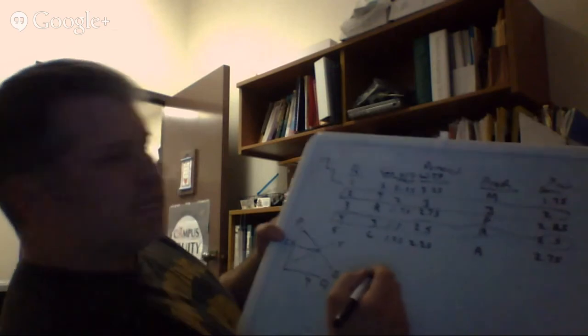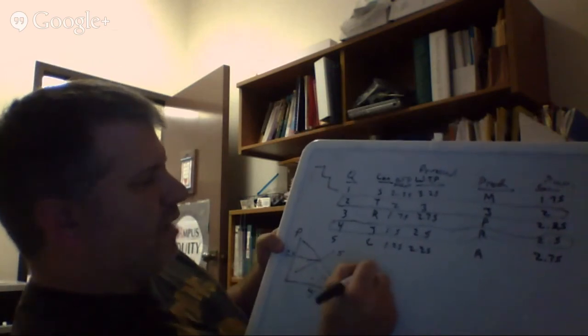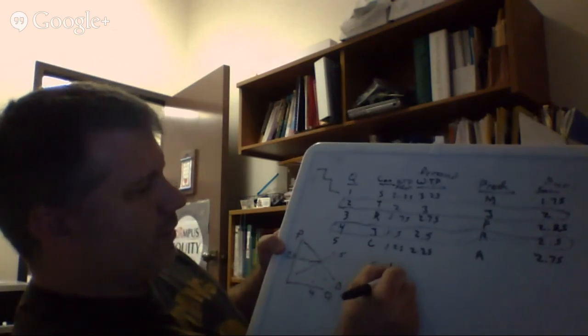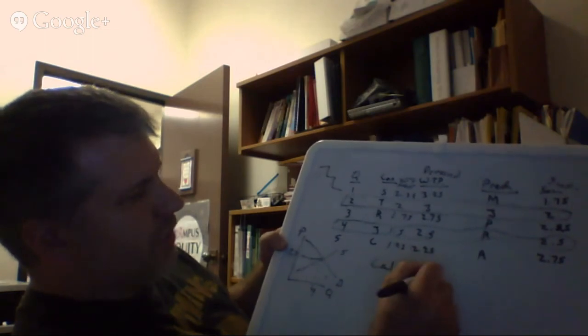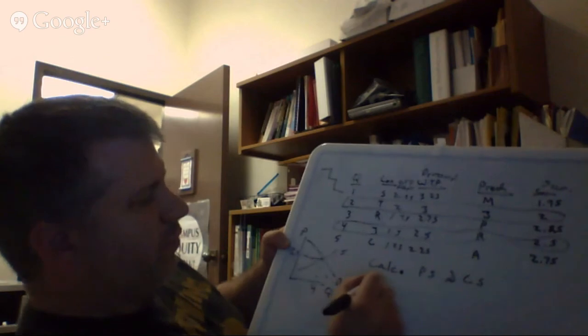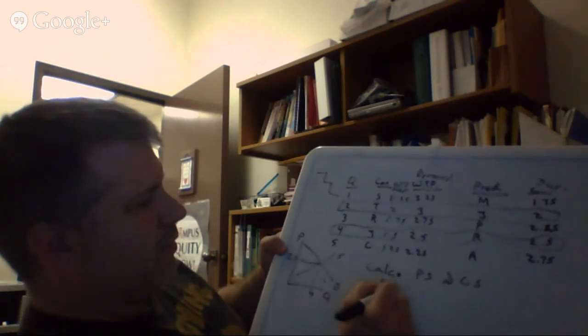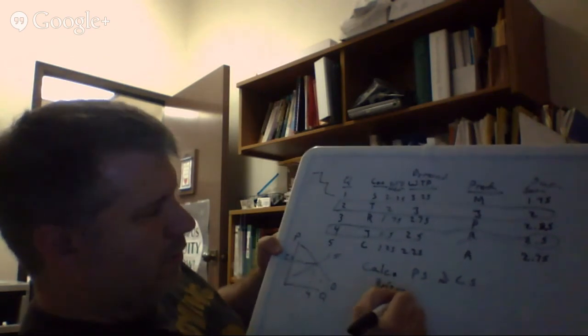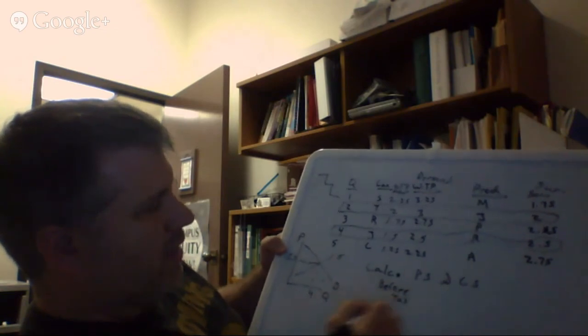And this is the hard part. What you have to do is calculate producer and consumer surplus before the tax and after tax.